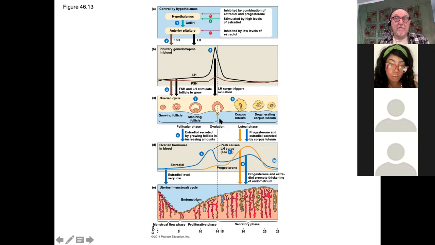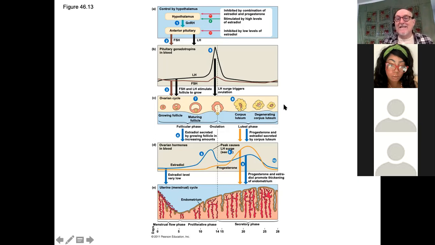Once this follicle ruptures, it heals back up to form this little body called the corpus luteum, which is itself an endocrine gland and which produces hormones. The hormones that the corpus luteum produces are mainly responsible for maintaining this endometrium. If the corpus luteum fails, which it will do if there's no fertilization and no implantation, it will stop producing progesterone and estrogen. And as a result, the endometrium can't be maintained and it will be shed.